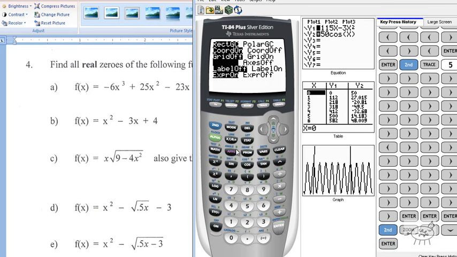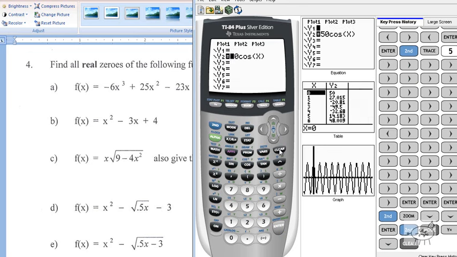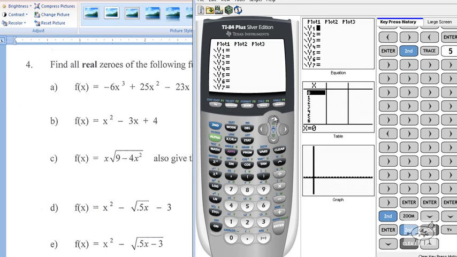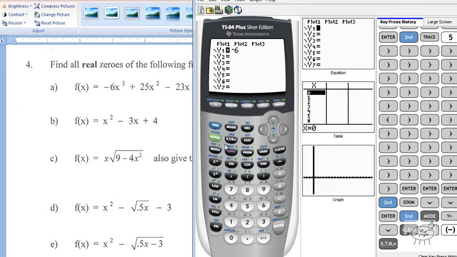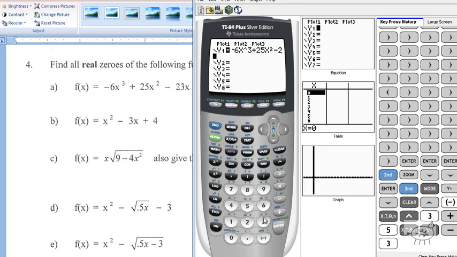Let's turn our axes back on. Okay, so quit out of here, and y equals. Let's clear that and clear that, and let's stick these in here. So we have negative 6x cubed plus 25x squared minus 23x plus 6. Okay, that's our first equation. Actually, that's our only equation, right?